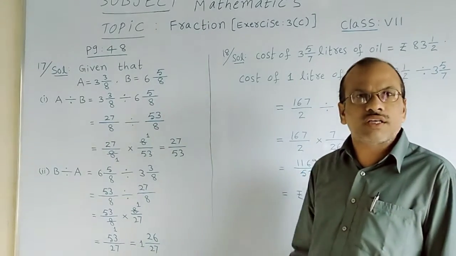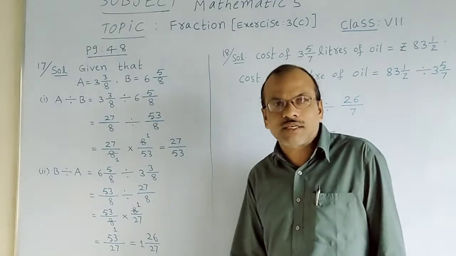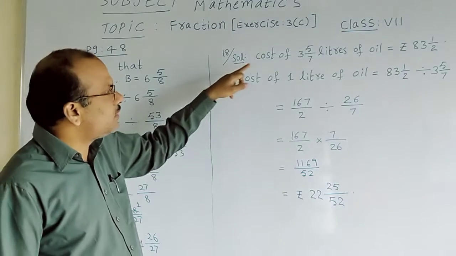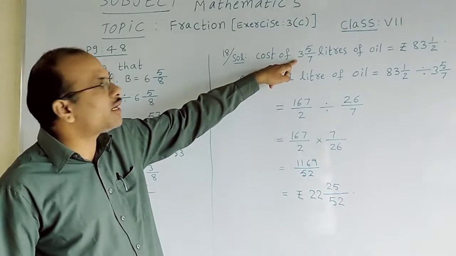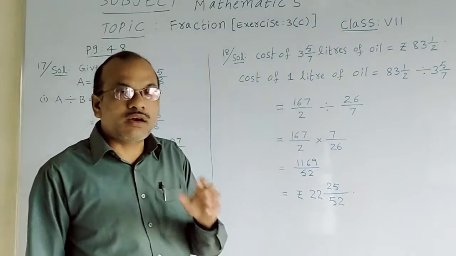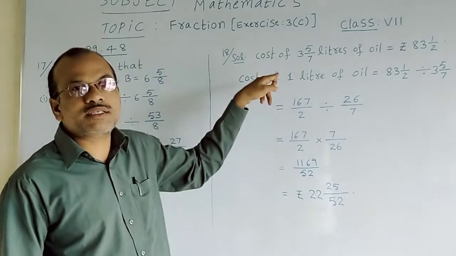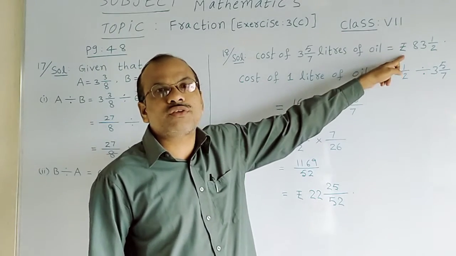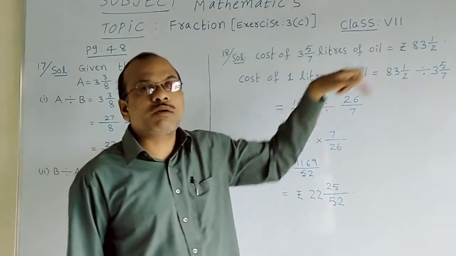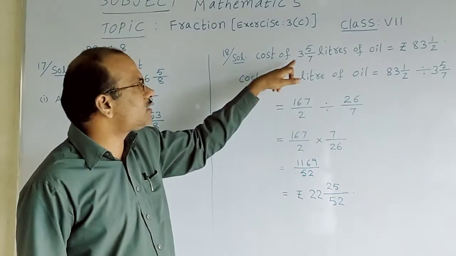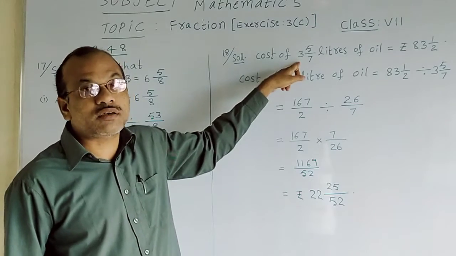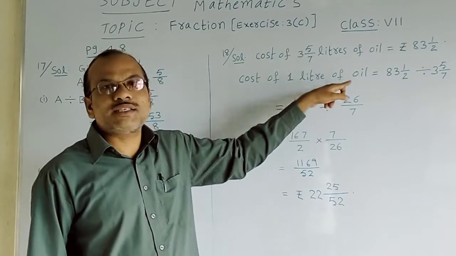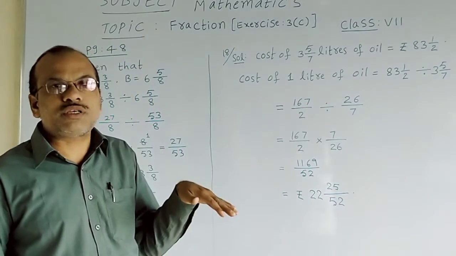Same page, page number 48 only. We will see question number 18. Let us see. In question 18 they said the cost of 3 5 by 7 liters of oil is given as 83 1 by 2 rupees. That is a mixed fraction. 83 1 by 2 rupees is given as the cost of 3 5 by 7 liters of oil. Finally, they asked us to find the cost of 1 liter of oil. That is the question for us.